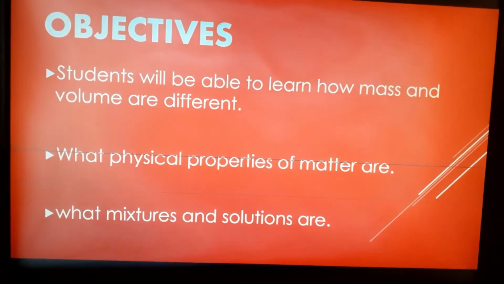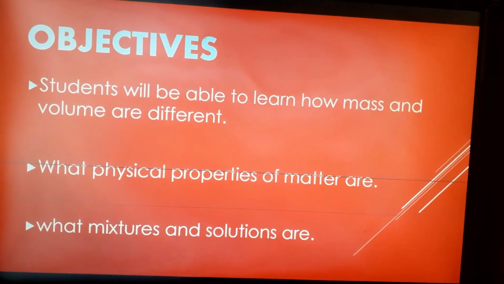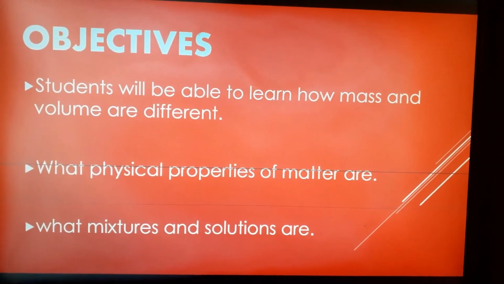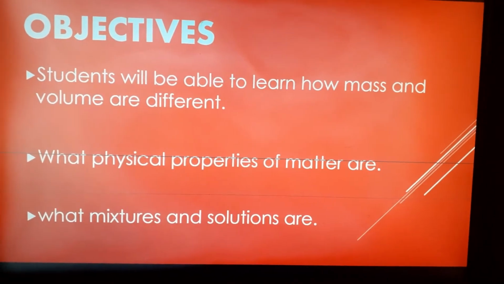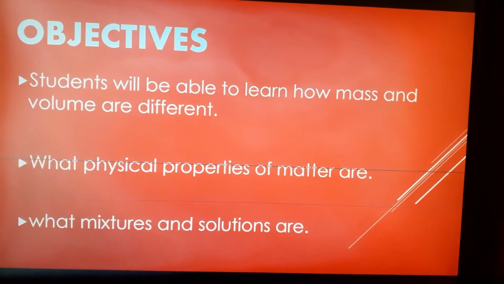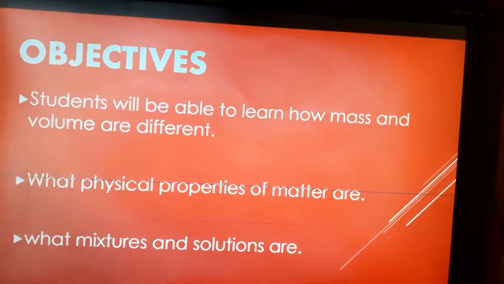To start, we have three objectives. Number one says that you guys are going to be able to learn how mass and volume are different. Number two, what physical properties of matter are. And number three, what mixtures and solutions are.